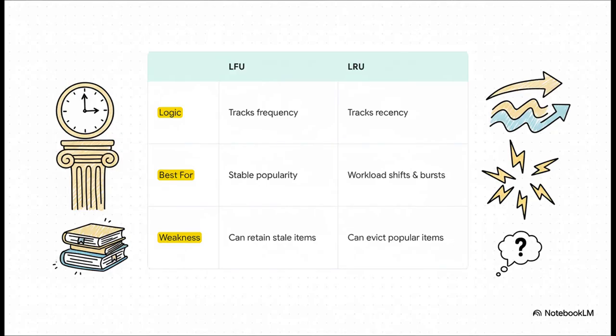And this table really sums up the big trade-off. LFU is your champion for stable workloads, but its big weakness, it can hang on to old stuff that used to be popular but is now totally stale. LRU is the opposite. It's great at adapting to new trends and bursts of traffic, but its weakness is that it can accidentally throw out something that's consistently popular just because it hasn't been used in the last 5 seconds.